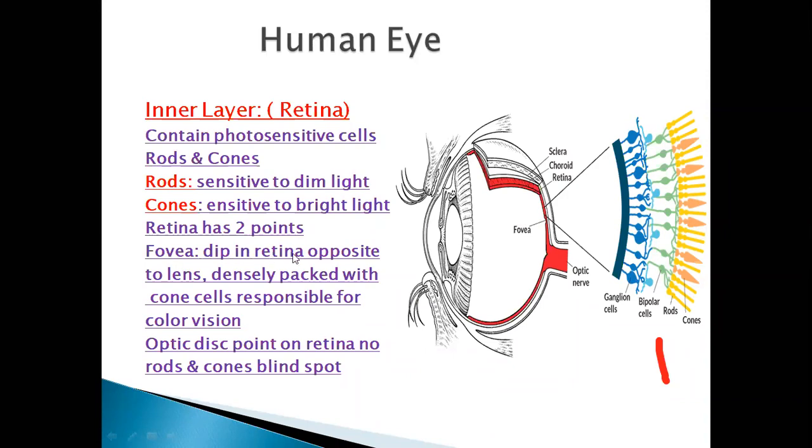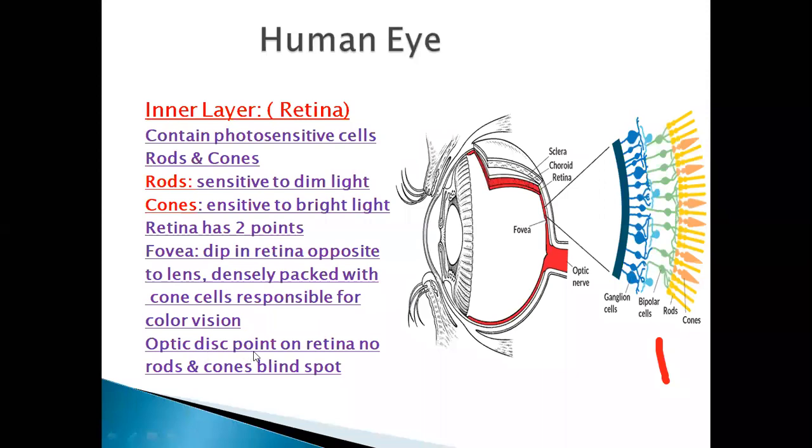Fovea is a dip in the retina opposite to the lens. You can see it is just behind, just opposite of the lens. This is the lens area, and just opposite of the lens is the fovea. It is densely packed with cone cells, which are sensitive to bright light and responsible for color vision. It means whatever colorful things you are watching, it is being done by this point, the fovea. It helps you to see the different colors with the help of cone cells. So it is helping you for the color vision.